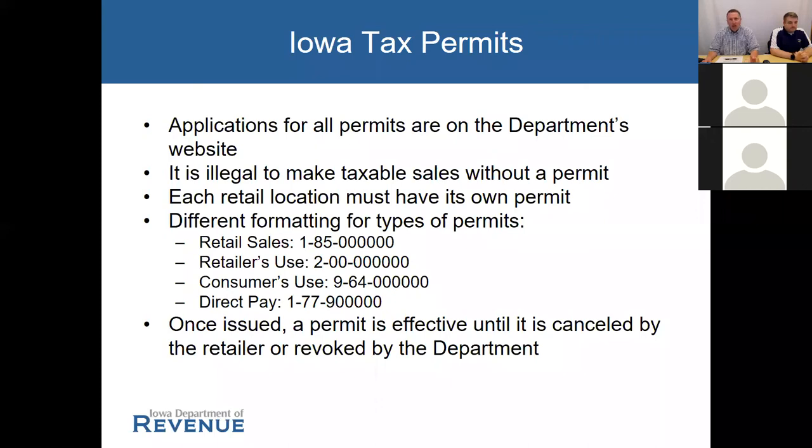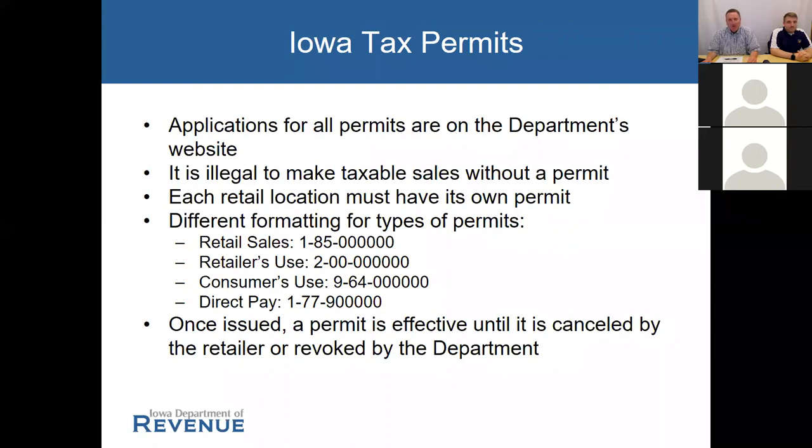But once you get a sales tax permit with the department, the permit is good basically forever until either you cancel it or the department revokes it. Do we go out revoking permits every day? No, not usually. If you mess up all the time, if you don't file on time, if you don't pay on time, and you have a lot of difficulties, the department can and will revoke your sales tax permit, which effectively puts you out of business. So you don't want to get in that situation.